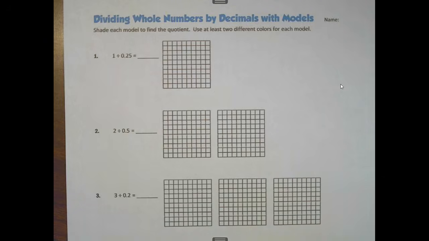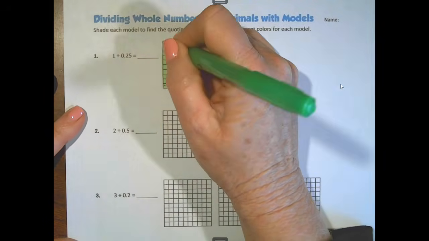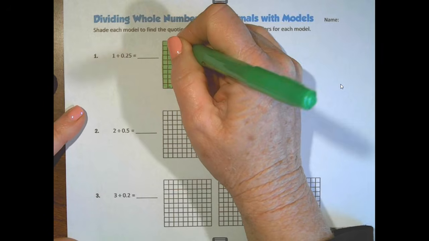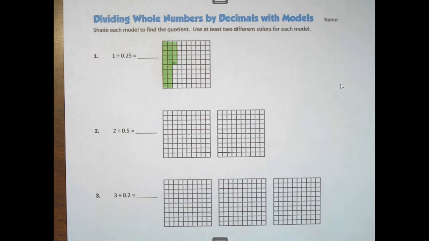I'm just going to use some color because I think it'll make it easier for you to see. If you want to grab colored pencils or even if you have some highlighters, that would work. So I know that 25 hundredths would be two columns. That would be the 20 hundredths, and then 5 of another column. So that's 25 hundredths.